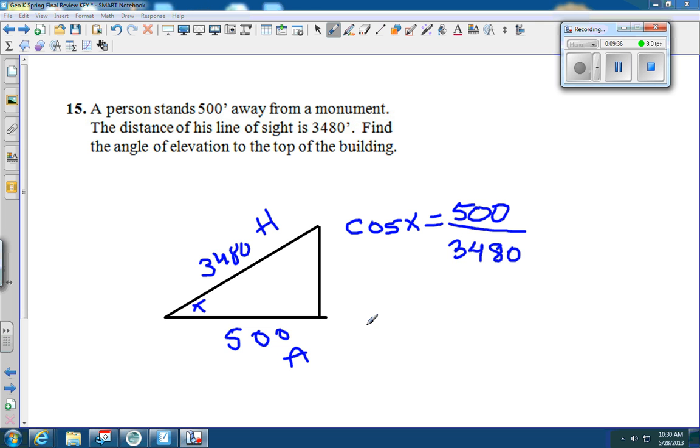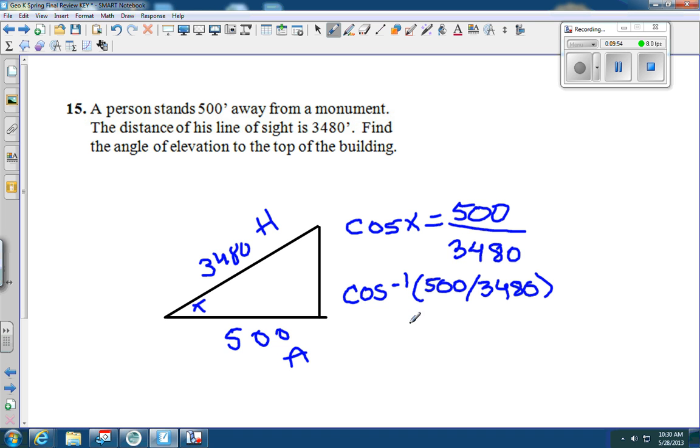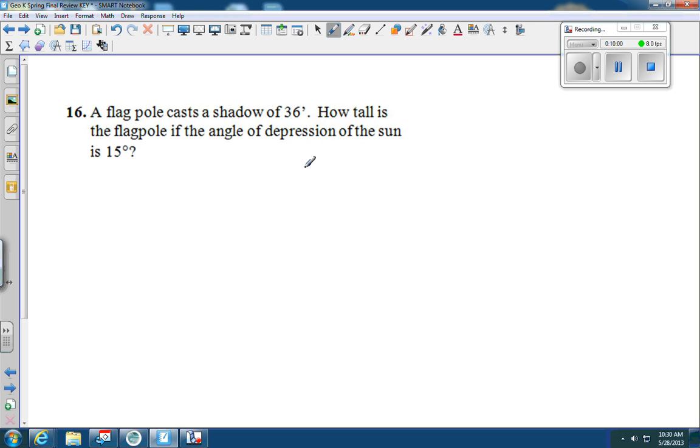Okay, so when you put this in your calculator, remember you have to do the inverse cosine function. So I'm going to do second cosine and then 500 divided by 3480. Okay, and normally we round to the nearest degree, so it's 82 degrees.